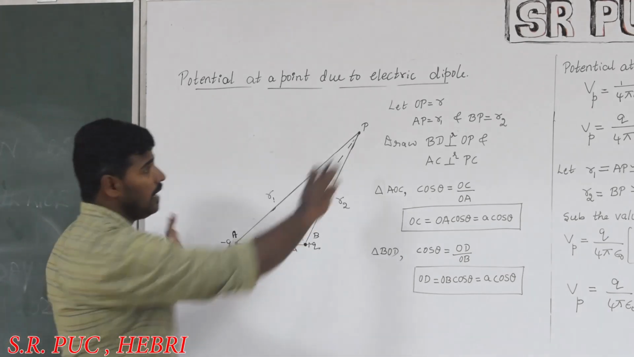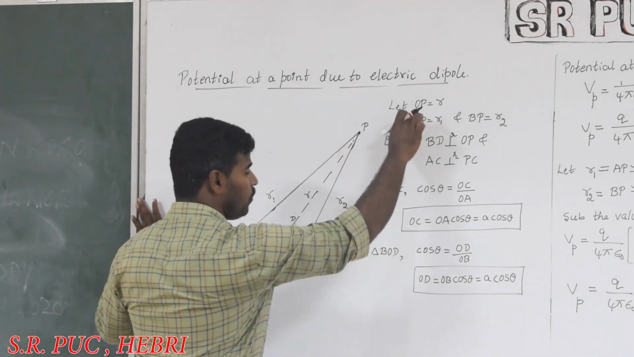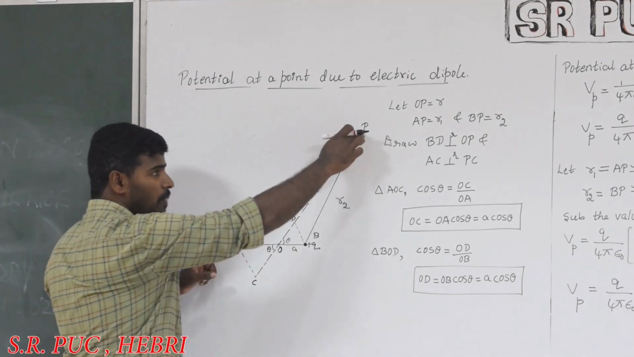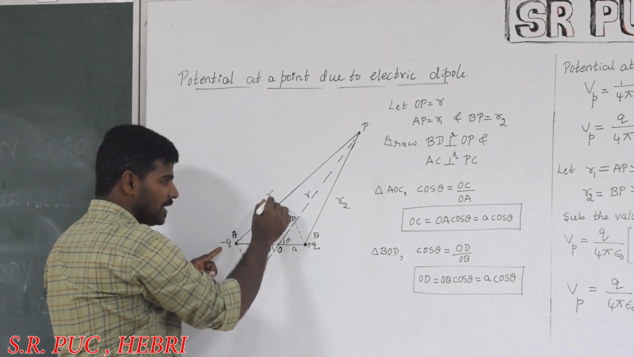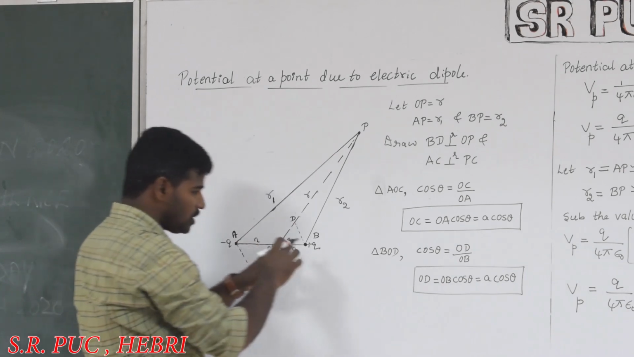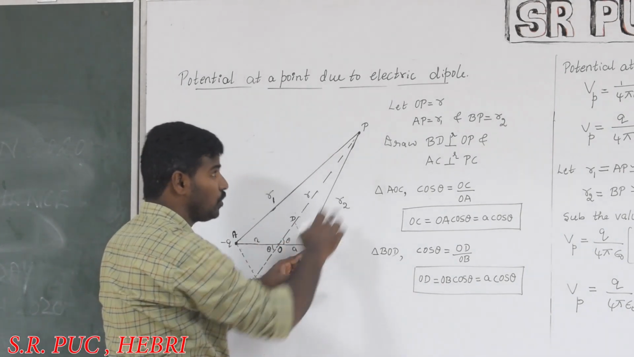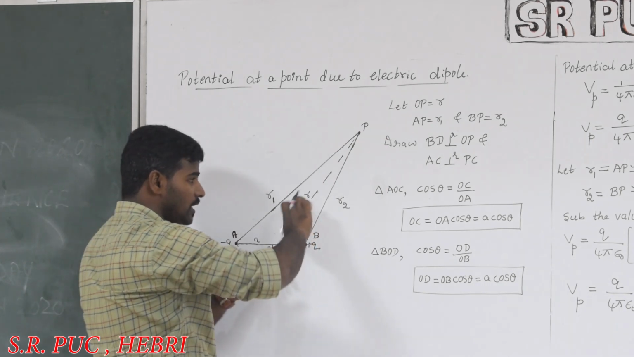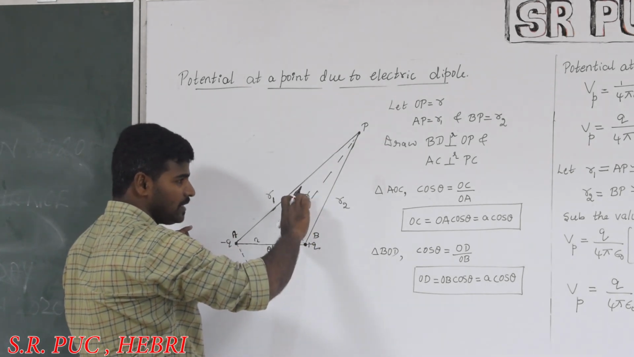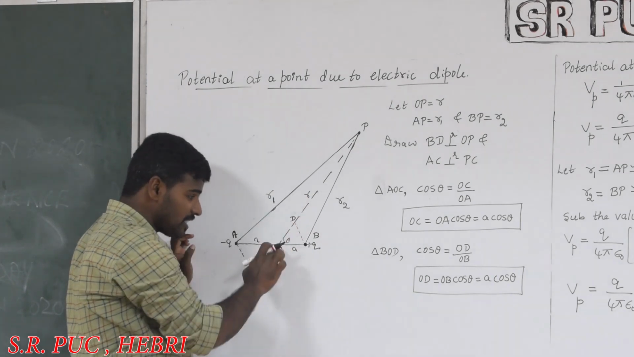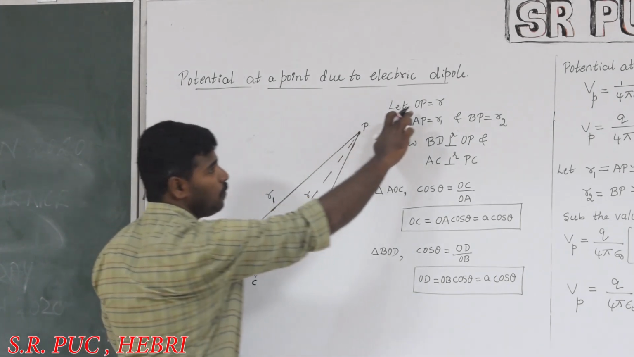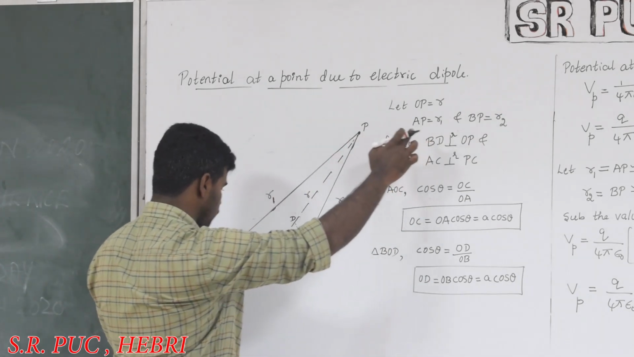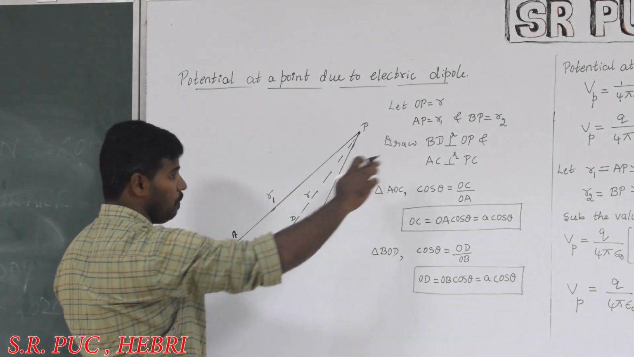From the diagram, let OP be equal to r. The distance from the charge minus q to the potential point P is expressed by r1. The distance from the charge plus q to the potential point P is expressed by r2. Therefore, let OP is equal to r, AP is equal to r1, and BP is equal to r2.